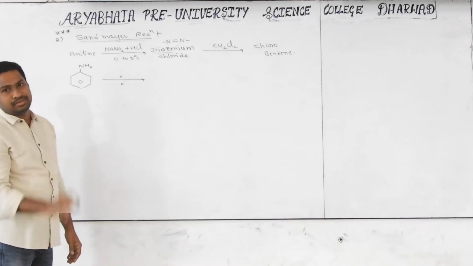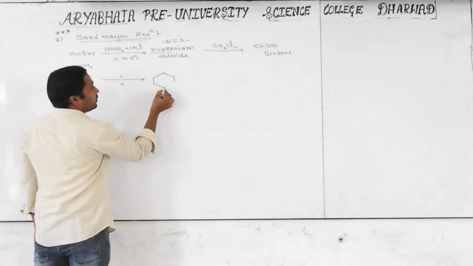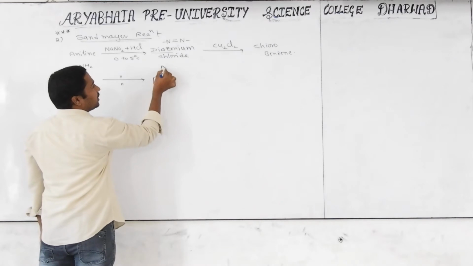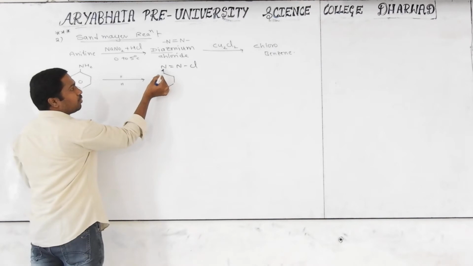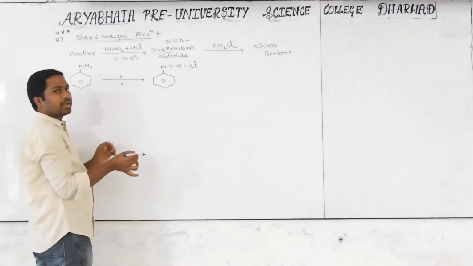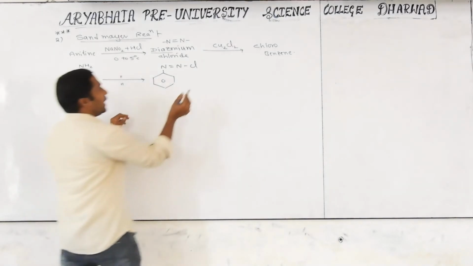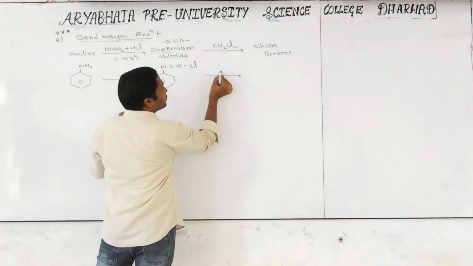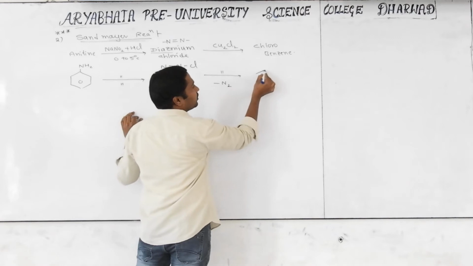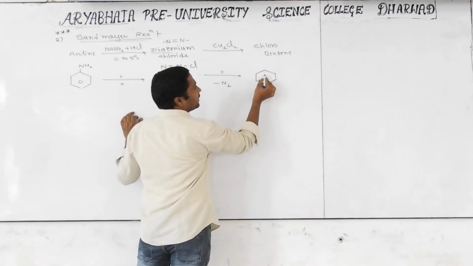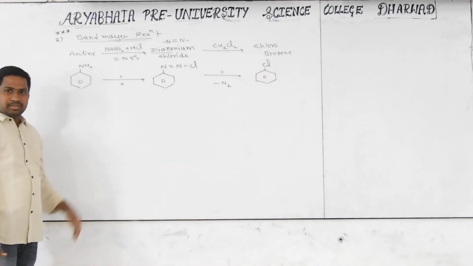Dyes means what? Colors. Anyway, here we are getting diazonium chloride: benzene with N double bond N and Cl. In this compound, the N-N connection is there, and they are called diazonium salts or diazonium compounds, which are nothing but colored materials. When it is treated with cuprous chloride, elimination of nitrogen takes place, and we get chlorobenzene. If you write like this, you get 2 marks.